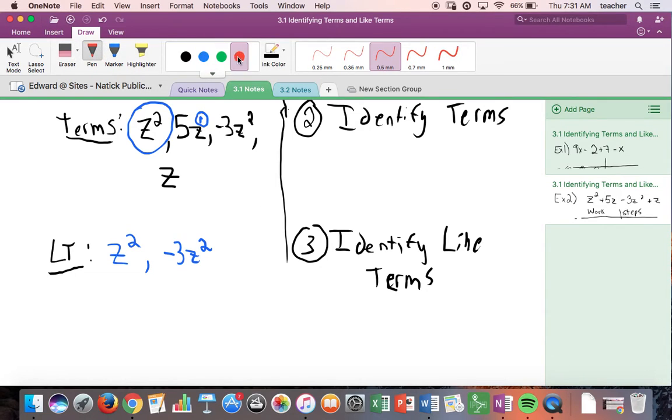And we say to ourselves, okay, so we look at 5z to the first, and we say, okay, the only other term here is z to the first. So this is z. Again, the exponent here is in the top right-hand corner. It's not written, so it's understood to be 1. So the variables are the same, and the exponents are the same. So that means that they are like terms.